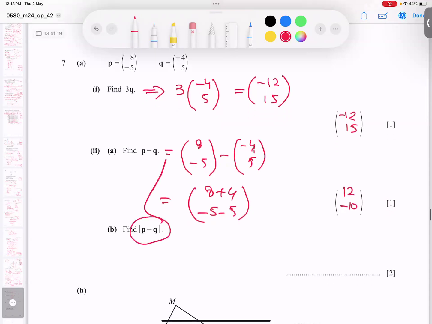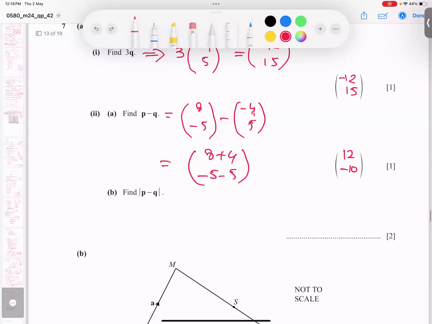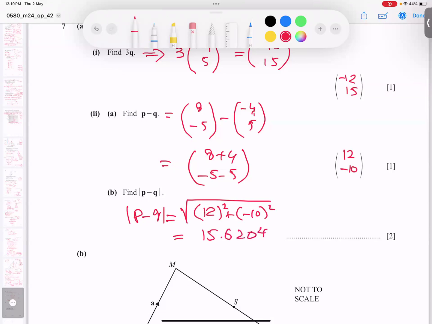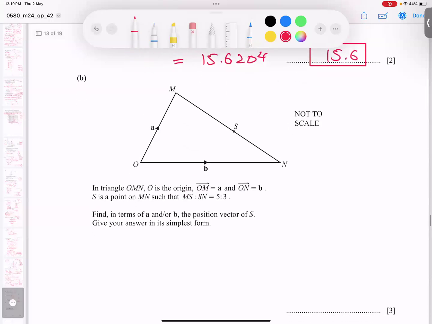And what is this? Modulus of this. Whenever looking for the modulus, students, like a Pythagorean theorem, 12 square plus -10 whole square. When I type in calculator, I'm getting 15.6204, but 15.6 is my answer. I believe you got a point, and let's go for next part.